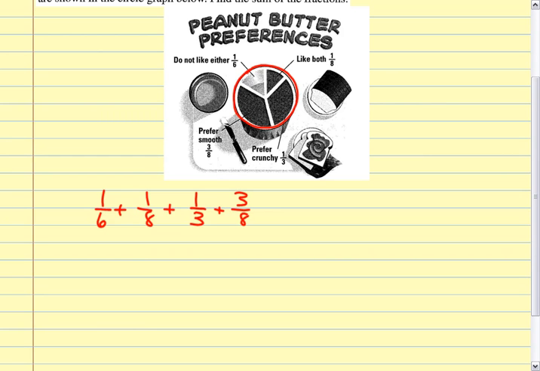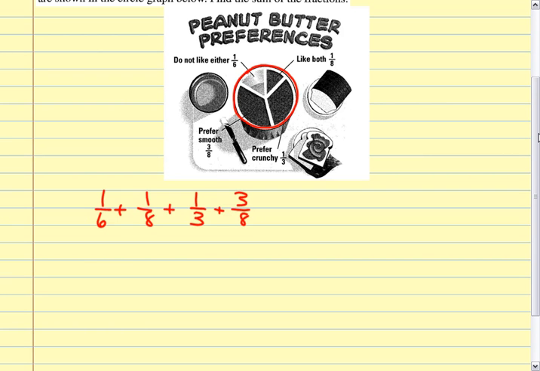Now let me ask you something. This is a sum, correct? Okay. Do I have a common denominator? No, I don't. But let me ask you this. Just looking at these, can you see a common denominator? No, not 8. Can you see a common denominator, Elise? 24. 6 goes into 24, 8 goes into 24, 3 goes into 24, 8 goes into 24.